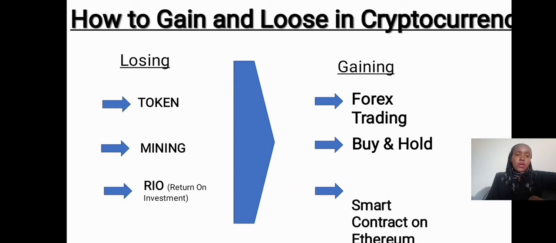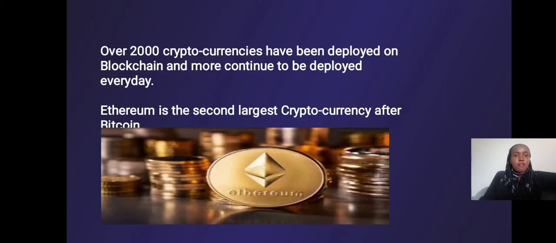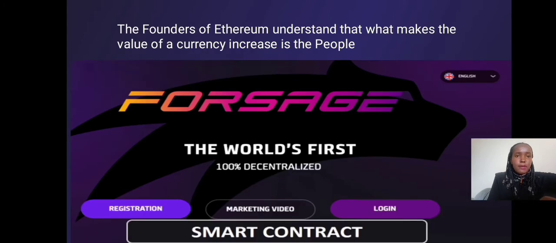Number three, we have what we call smart contract on Ethereum. This is what we are going to talk about today. Over 2,000 cryptocurrencies have been deployed on blockchain, and more continue to be deployed every day. Ethereum is the second largest cryptocurrency after Bitcoin. This is the Ethereum logo. This is how it looks like. It is the second largest cryptocurrency after Bitcoin.